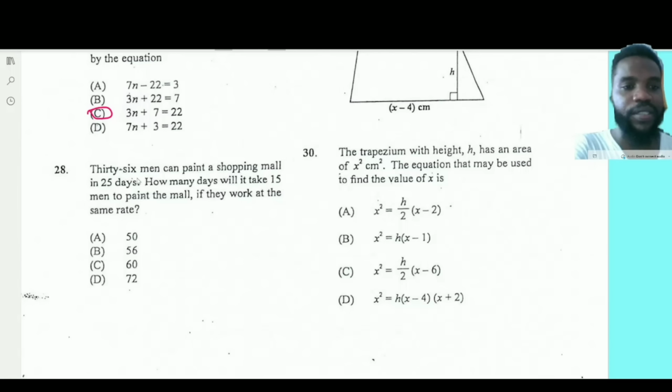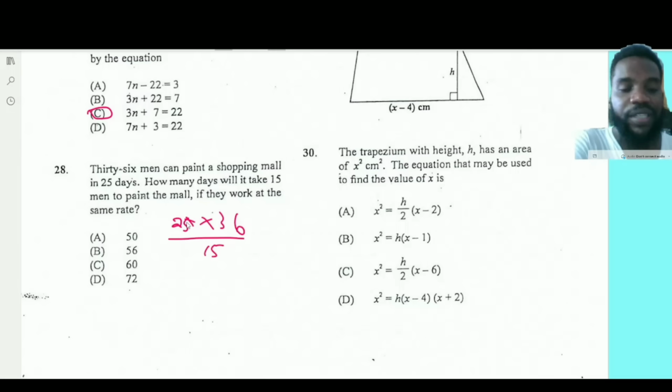28. 36 men can paint a shopping mall in 25 days. How many days will it take 15 men to paint the mall if they work at the same rate? Now, first of all, we can find the rate that it will take 1 man. So if 36 do it in 25, then how long will it take 1 man? It will have to be 25 times 36. Of course, I don't have to find the answer now, because whatever answer I get, I'm going to have to divide that answer by 15. But I'm going to show you how this makes your life easier.